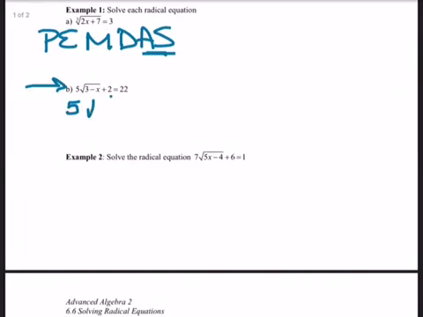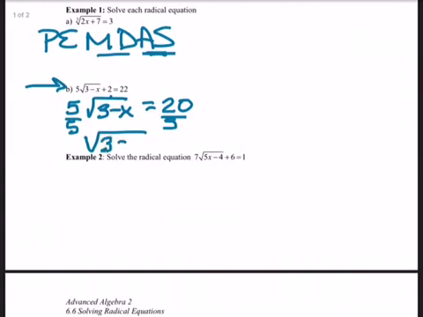So I've got 5 times the square root of 3 minus x. 22 minus 2 gives me 20. Okay, I've gotten rid of that. Now I'm going to get rid of multiplication and division, so I'm going to divide both sides by 5. It's going to give me the square root of 3 minus x is equal to 4.